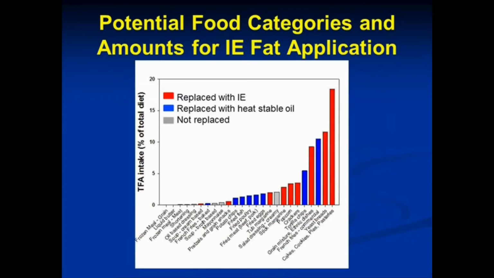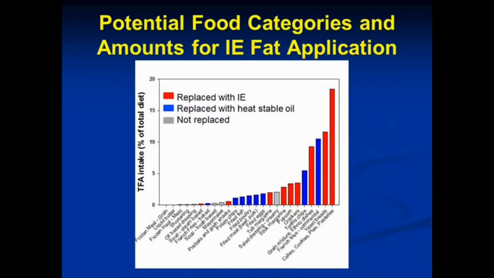So graphically, this is the 25 food groups. Shown in the red bars is the trans fatty acid intake, percent of the total trans fat. So a little bit less than 20% of the total trans fat in the diet is showing up as cakes, cookies, pies, and pastries. That is an application that's going to be replaced with interesterified fat, shown here in red, as are yeast breads. But if we look at commercial French fries, that's going to be replaced with a heat-stable oil, a low-lin or a high oleic oil, not an interesterified fat.